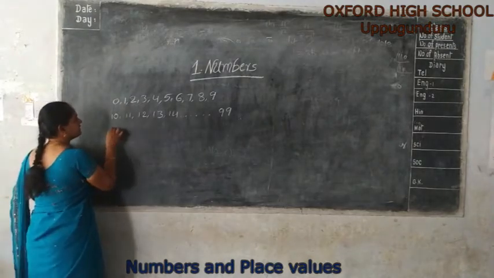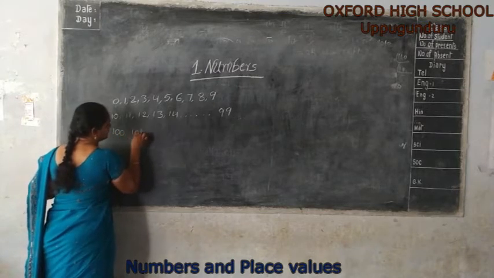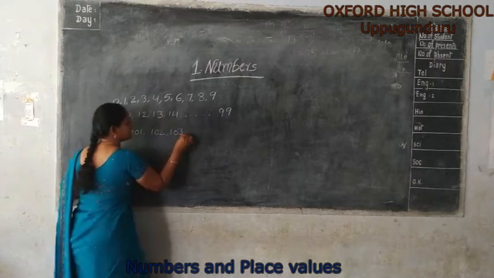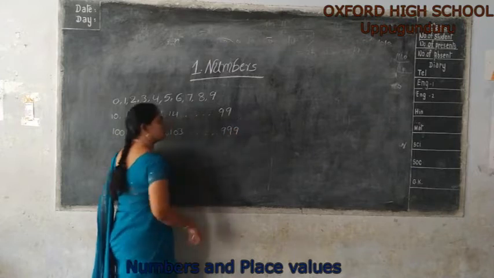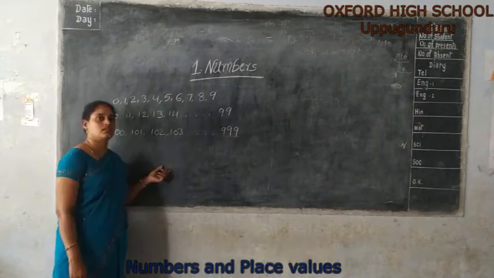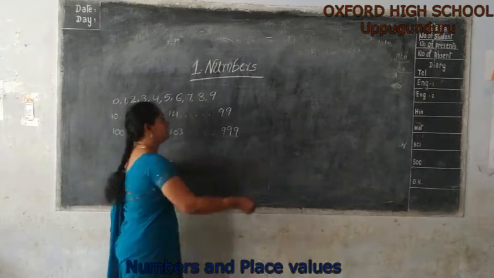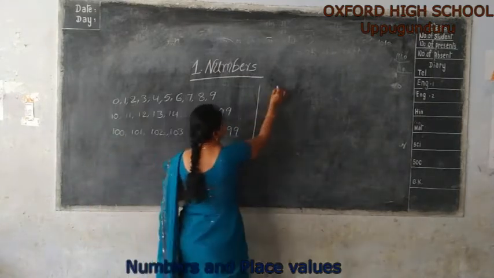Next one, three digit numbers. 100, 101, 102, 103, and so on up to 999. In previous classes, we learned about two digit and three digit numbers. And see now, smallest two digit numbers.